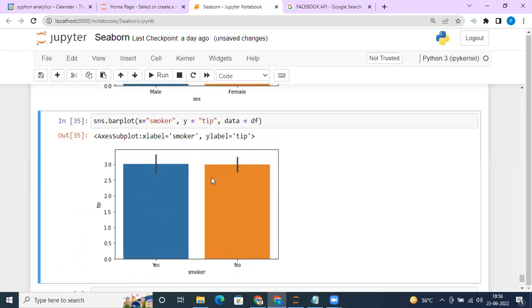Okay, so not much impact. Can you see they are parallel? No impact on the tip, whether the person is a smoker or non-smoker. So it doesn't impact anyway. Can you see, everyone? Please see. Is there any difference in the average tip paid by the males and females? Oh, sorry, by the smoker and non-smoker?